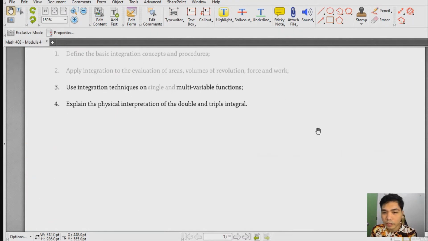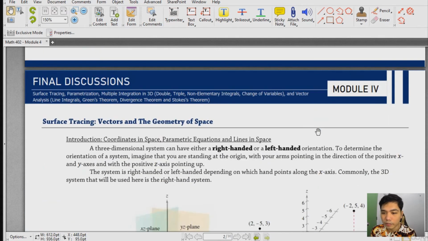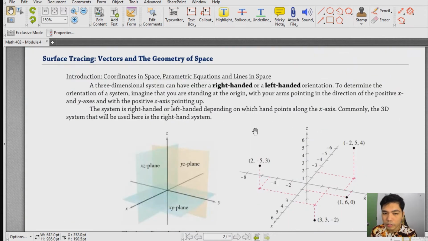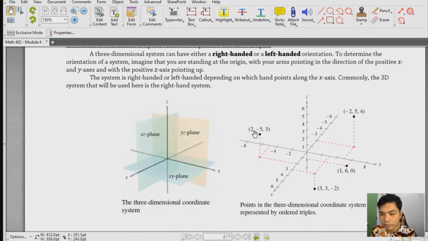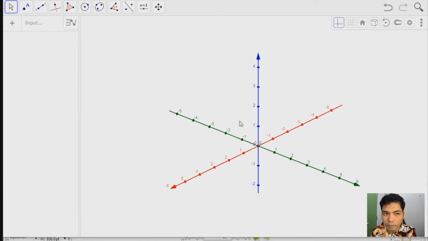But let's start the discussion by having a review of the 3D plane. As you can see, we need to understand first our 3D plane before we can start parametrization and vector calculus. And I don't think this is very new to you, because in the finals of DiffCal, I still remember that I've already introduced the XYZ plane. But let's have a recap. I'll be showing you GeoGebra, and hopefully you can visualize it more easily.